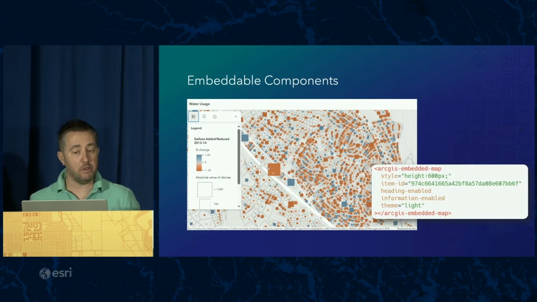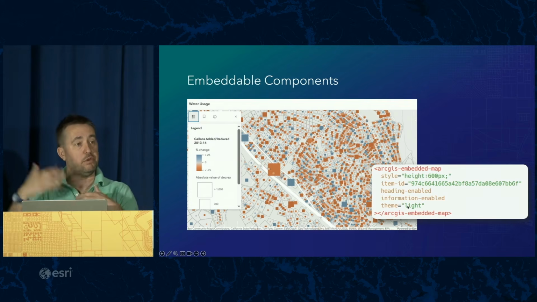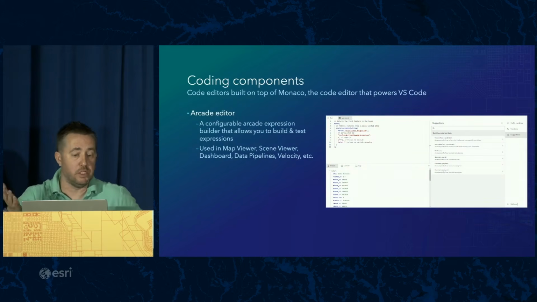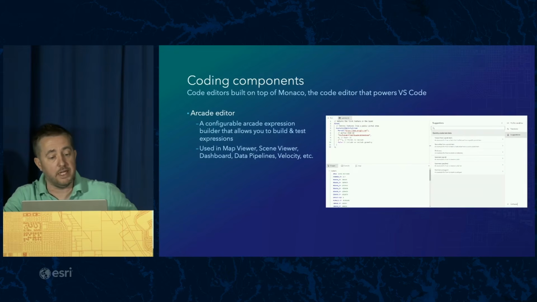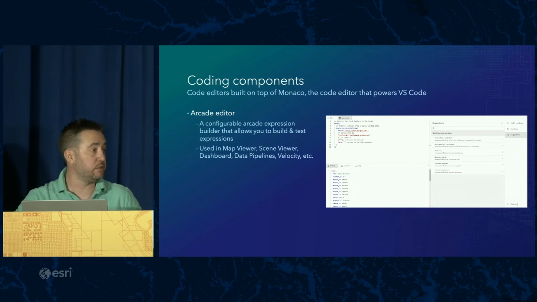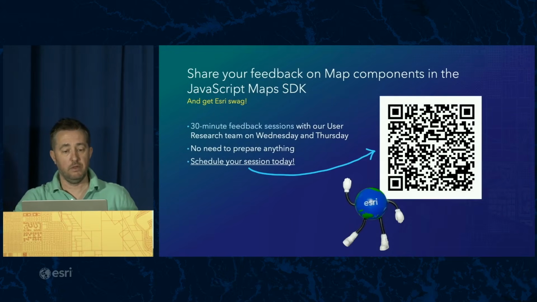And we have also the embeddable components. This one is a ready-to-go map configured with a bookmark and legend. Just as one component, it's great because you just pass the item ID and, with a few properties to configure, you can embed that into your web page without any code. We have the coding components also with the Arcade editor. This is used by Esri applications to edit Arcade expressions. And yeah, that's it.